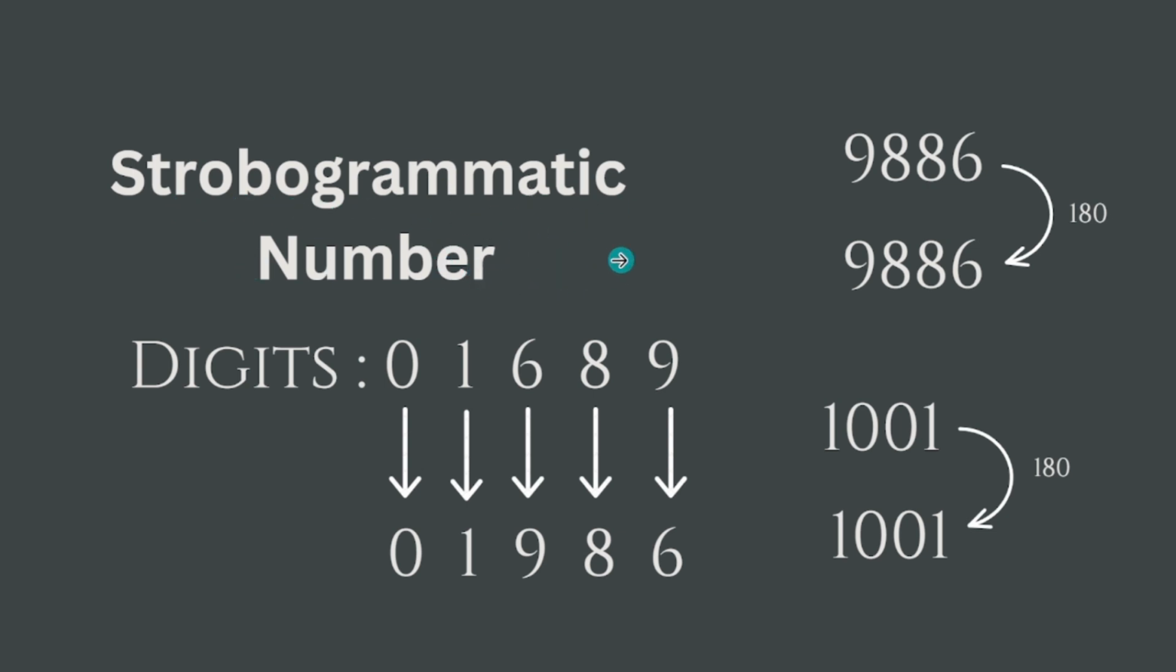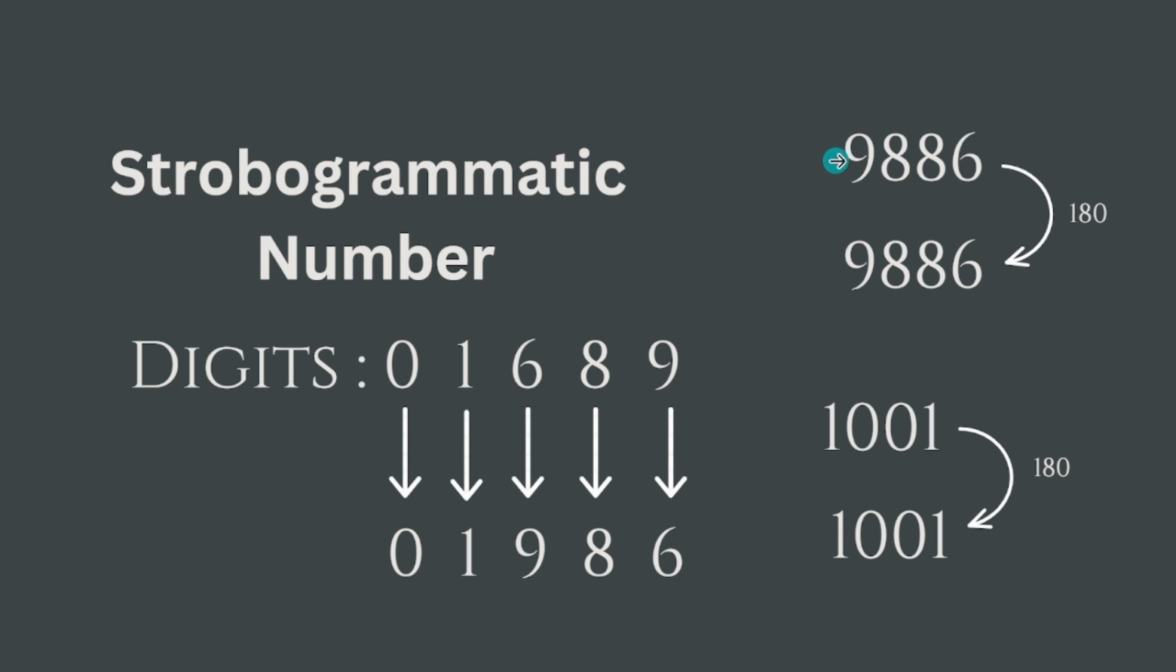So there is a problem statement, I'll explain that later, but first of all we need to understand what this means. A strobogrammatic number is a number that, when rotated 180 degrees, resembles the same number as at the first. For example, I have given you two examples over here.